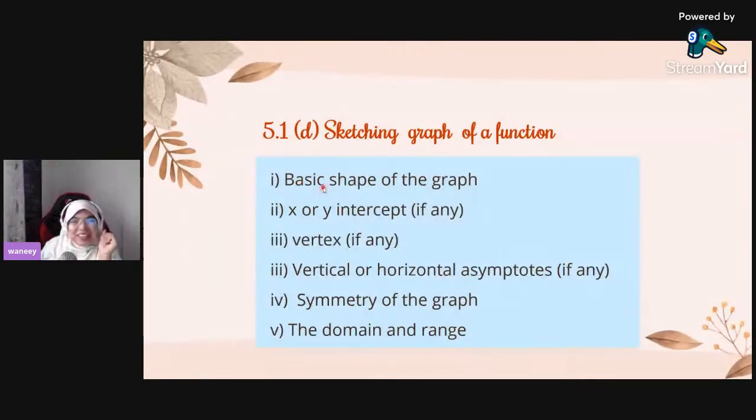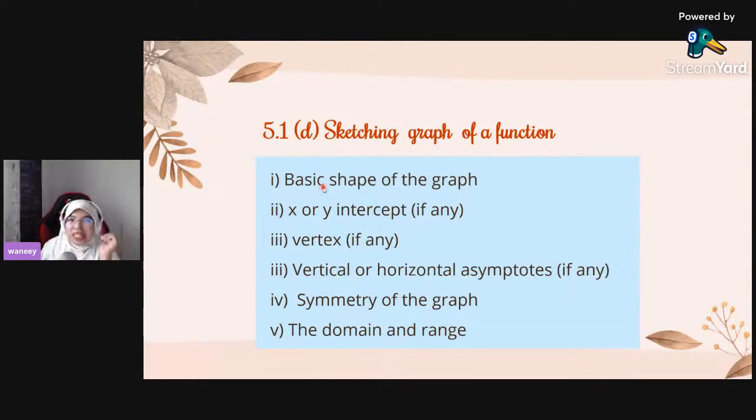Okay, so you must understand or you must remember how does the graph look like? So for example, how does a straight line look like? How does a quadratic look like? How does a cubic look like? How does a reciprocal graph look like? How does an absolute value graph look like? A square root look like? Exponential and logarithmic function. We have lots of different types of functions.